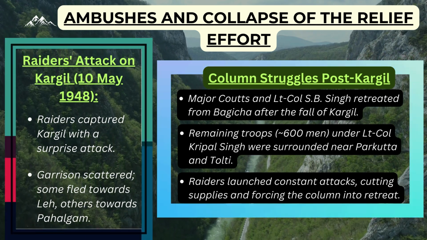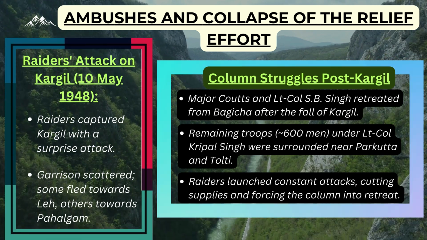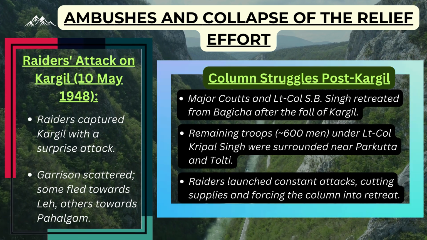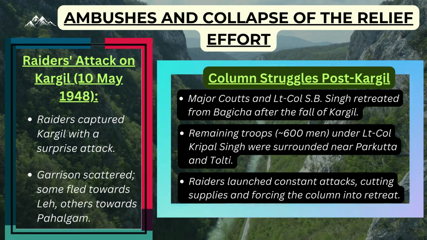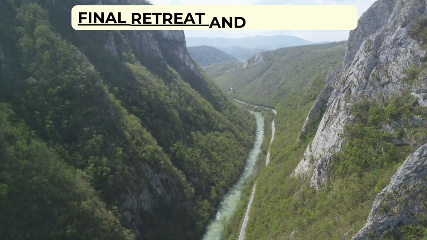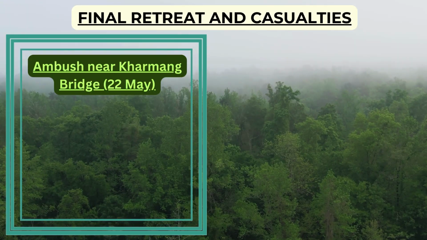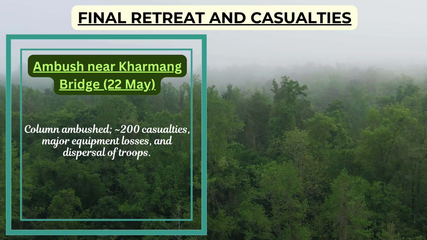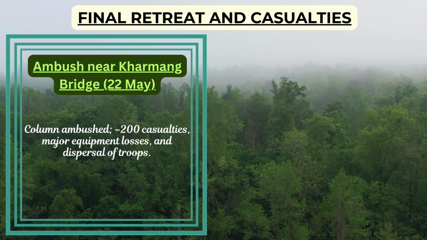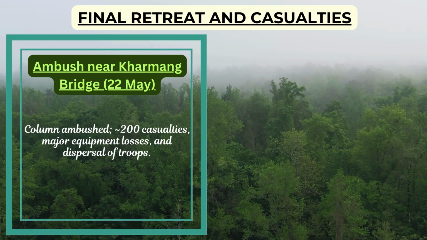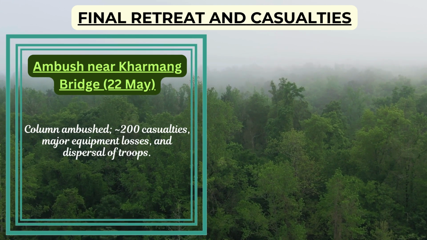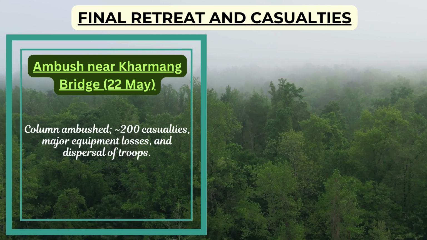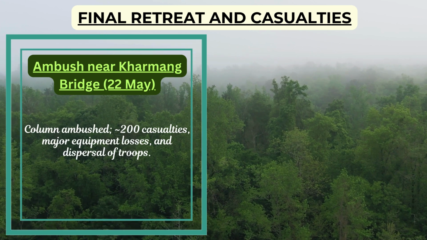Dosto, the final chapter in the collapse of the relief effort was the tragic ambush near Kharmang Bridge on 22nd May 1948. This ambush marked the end of any hope for the relief column. Let's break it down. As the retreating column approached Kharmang Bridge, raiders launched a devastating ambush. The attack caused massive casualties. Around 200 soldiers were lost.